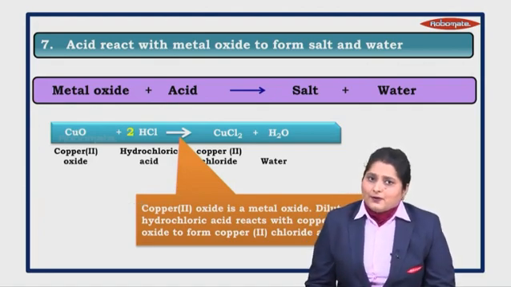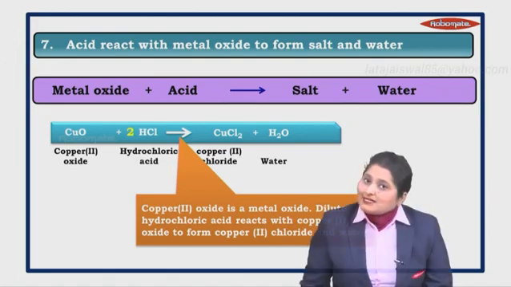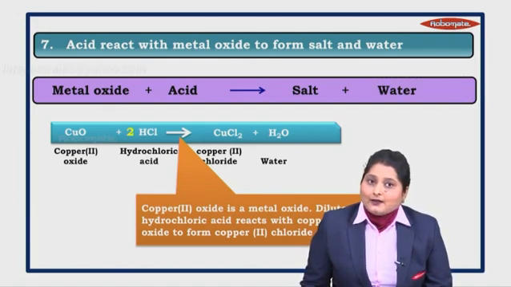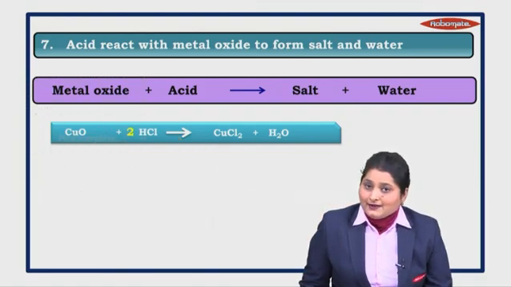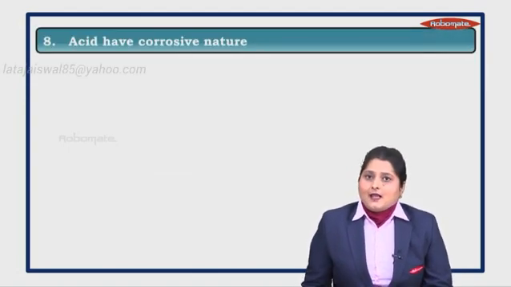Let us summarize the reaction by reading this. Whenever copper 2 oxide, which is a metal oxide, reacts with dilute hydrochloric acid, it forms copper 2 chloride and water. So remember, metal oxide reacts with acid to form salt and water, similar to what we have learned under the heading of neutralization reaction. Let's move ahead with the eighth property, and that eighth property is very, very dangerous.